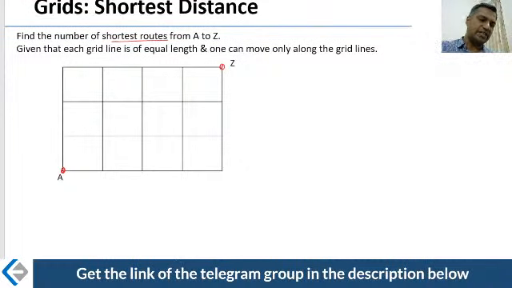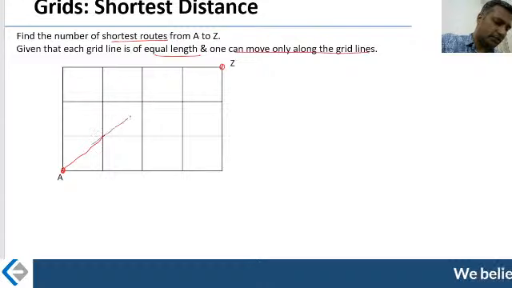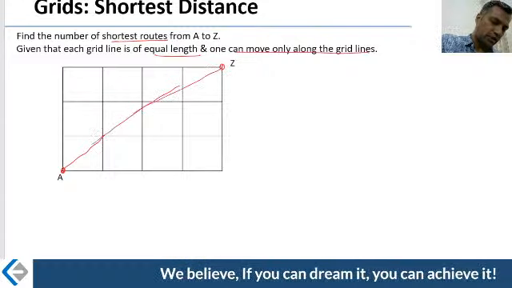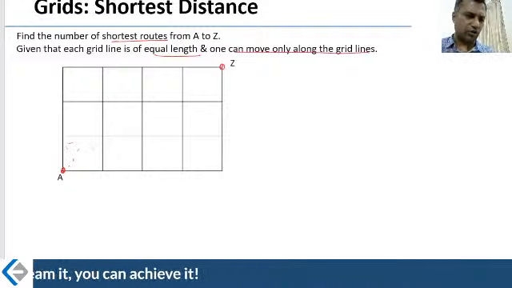Given that each grid line is of equal length and one can move only along the grid lines. Now, you cannot take a shortcut like this. You can't say, I will make one straight line of my own and cut through. No, you can't cut through. These are the roads. There are houses, etc. All these things are built around. This is a layout.